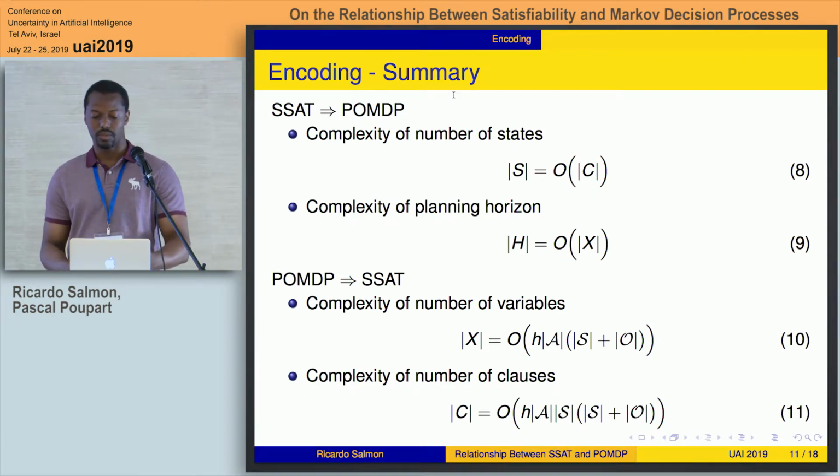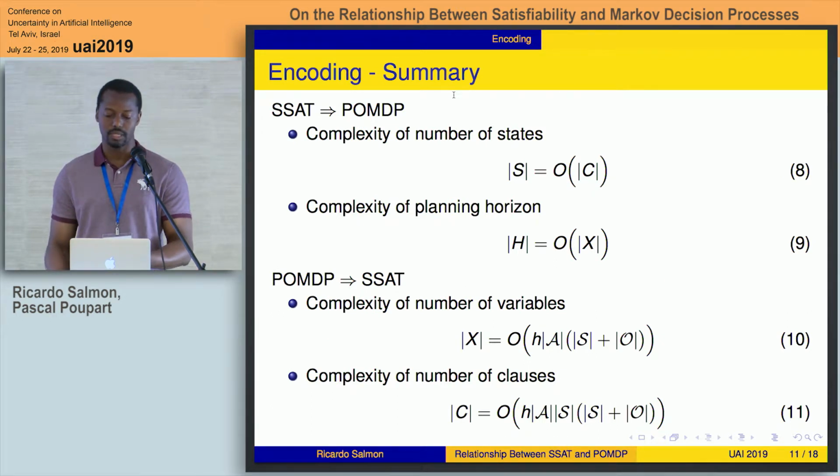So in summary, for both encodings from stochastic SAT to POMDP, the complexity of the states is essentially the number of clauses, and the horizon is proportional to the number of variables. And from POMDP to stochastic SAT, you have the complexity of the number of variables depending on the horizon, the action, times the state and observation plus observation. And similarly the number of clauses depends on the horizon, the action, the state as well.